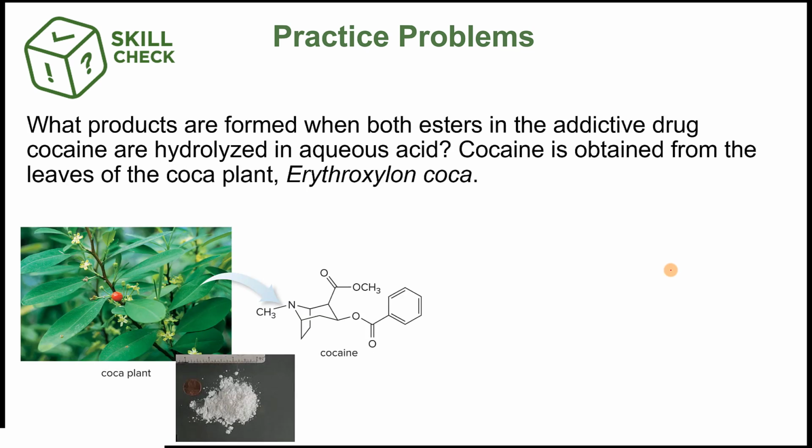What products are formed when both esters in the addictive drug cocaine are hydrolyzed in aqueous acid? Cocaine is obtained from the leaves of the coca plant, which you can see the scientific name of there. So in this one, we're looking to hydrolyze an ester. There's two esters in the molecule. Here is one, and then here is the other one. We'll do one hydrolysis first, and this one's kind of tricky to draw.